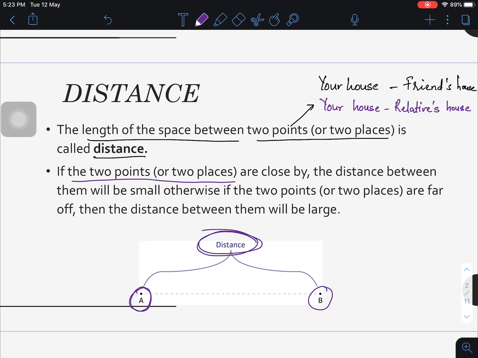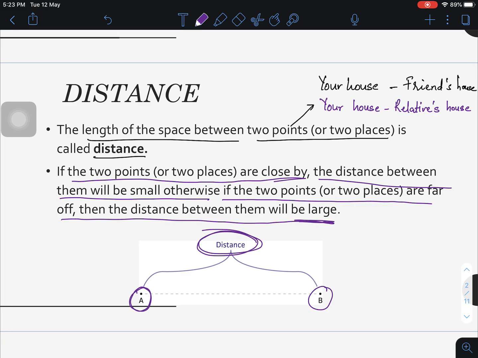So if the 2 points or 2 places are close by, the distance between them will be small. Otherwise, if the 2 places are far off, then the distance between them will be large. We have seen the example here.